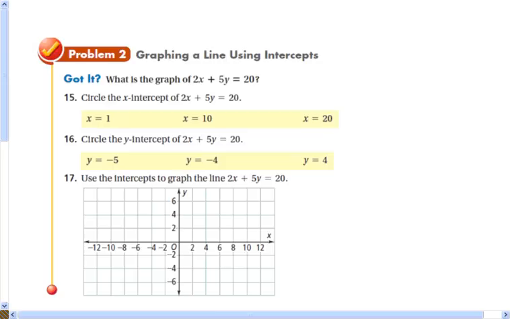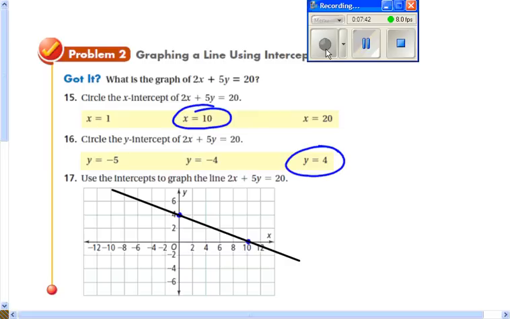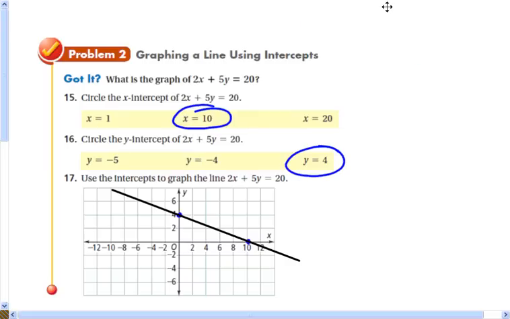All right, so here, go ahead, you try it. I'm going to pause here and see if you can do it, and you can check back with your answers. You should get a line that looks like that.